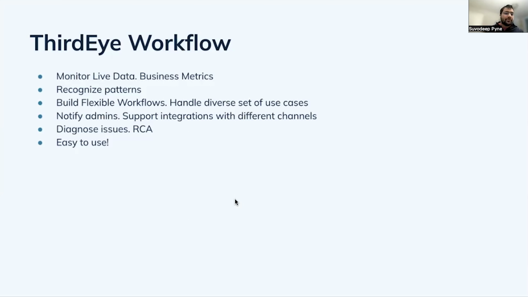ThirdEye not only helps you reduce the mean time to detect a problem, it also helps you reduce the mean time to resolve the problem. And that's what the RCA module is about. It is basically trying to correlate different kinds of events and metrics and bring them together in front of you to build a use case and find a causation from that. And lastly, we've tried to make it easy to use. Of course, there's a bunch of flexibility here, so we're constantly trying to improve this product as we go.